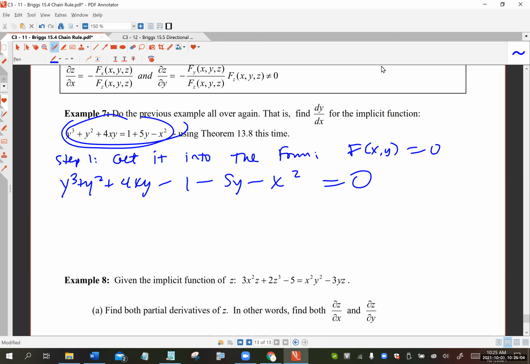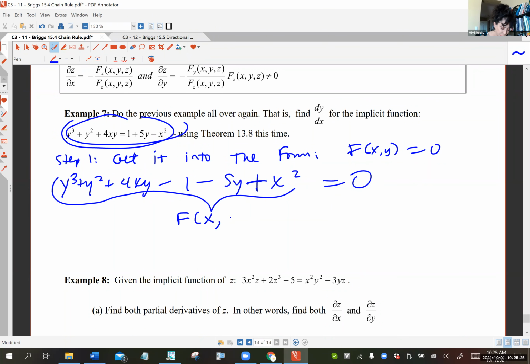Is it supposed to be plus x squared? Yes, thank you. So you need to get everything over here. Why? Because this is a different representation of the function. It's implicit. The mess that you see on the left, because it has x's and y's and numbers in it and all sorts of junk, this is considered a function of 2 variables. So we rename it big F of x comma y, and it equals 0.